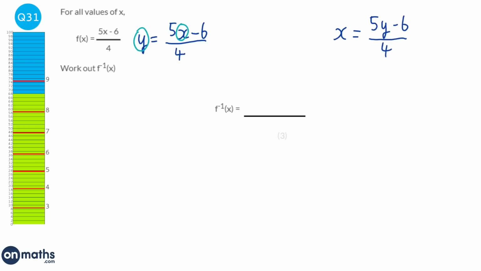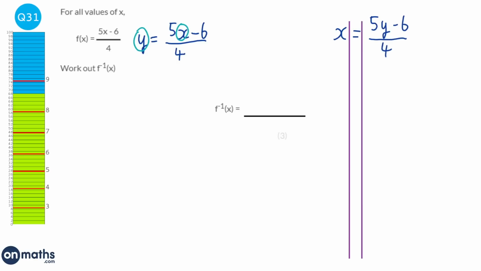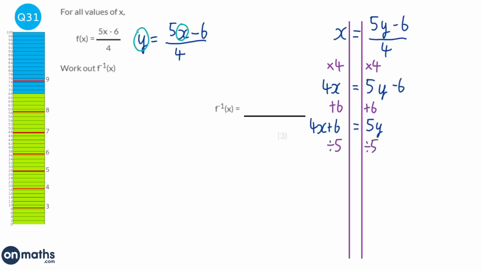Now the challenge is to get it so that it's y equals rather than x equals. So we're going to start off by multiplying both sides by 4. That will give us 4x on the left hand side, and it will get rid of the fraction on the right hand side, which was kind of the point. Next we're going to get rid of that minus 6, so we're going to add 6 to both sides. And then finally we're going to get rid of that times 5 there by dividing both sides by 5.